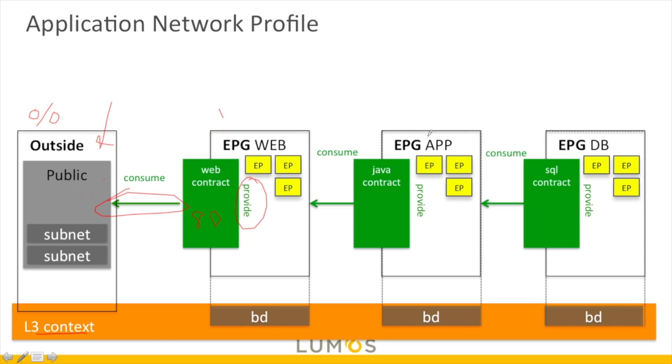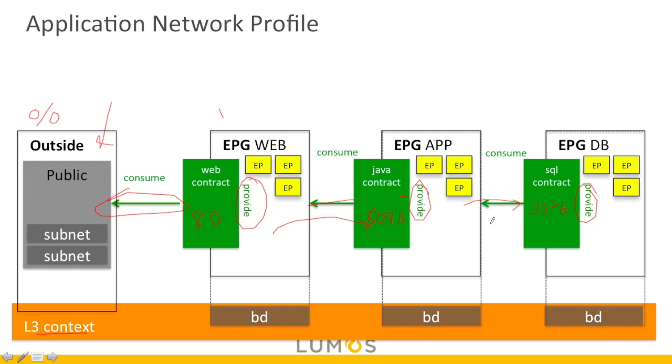From our web layer to our application layer, we're going to have another contract. So this is Java, so maybe this is port 8080. So we're going to provide this contract to the web layer. So the web layer will be able to make connections to our app layer on port 8080. Same thing with our database layer. Our database layer is running SQL. 3306 perhaps is the port that we're using to provide our SQL services. We're going to provide that contract, and the application tier is going to consume that contract.